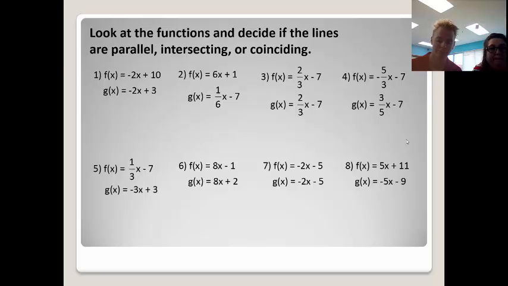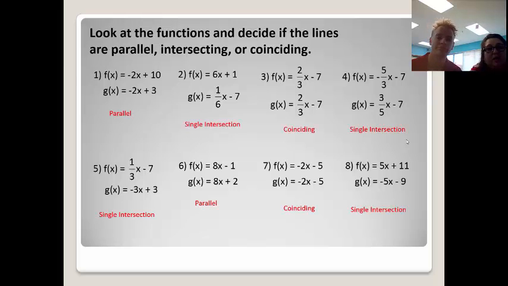Welcome back. Okay, so now let's take a look. We see that 1 and 6 are parallel, and that's because they have the exact same slope and a different y-intercept. Number 2, 4, 5, and 8 are all single intersections. The only thing we're worried about here is that the slope is different. And then finally, we've got number 3 and 7 that are coinciding. You'll notice that the slopes are the same and the y-intercepts are the same.